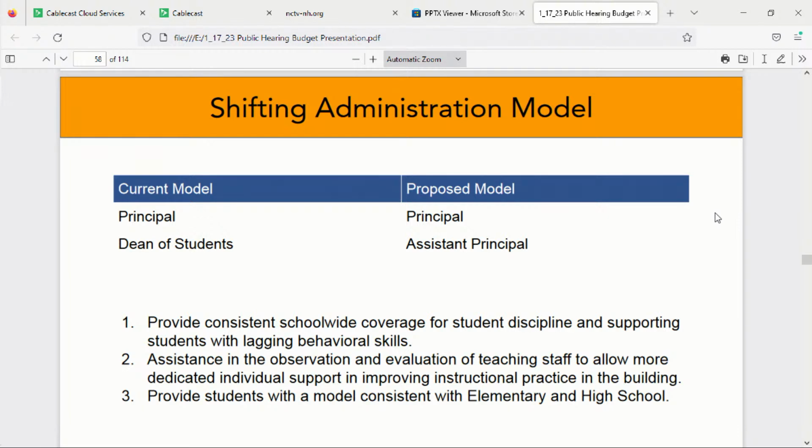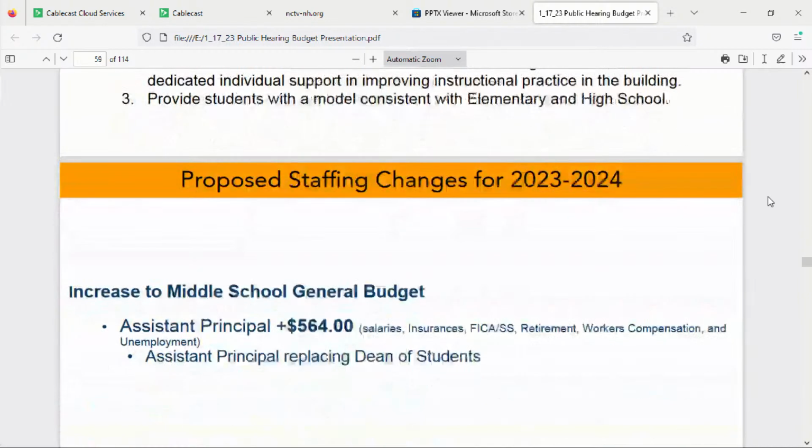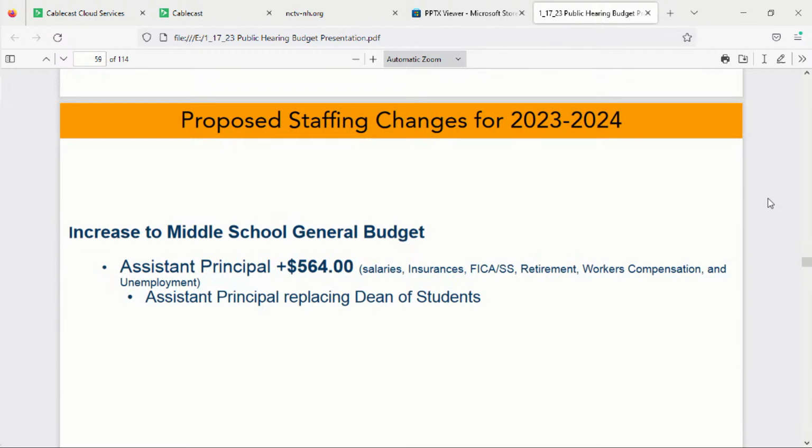Move to the next slide. So the overall increase to the middle school general budget with the assistant principal is $564, an increase, with that replacing of the assistant principal for the dean of students. And that's the middle school budget.